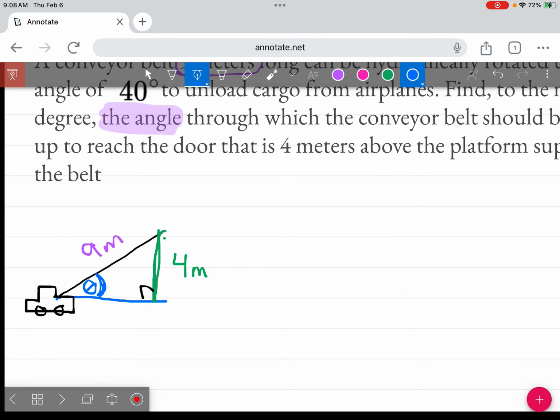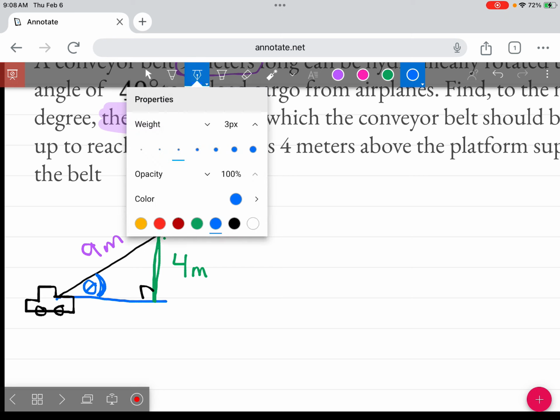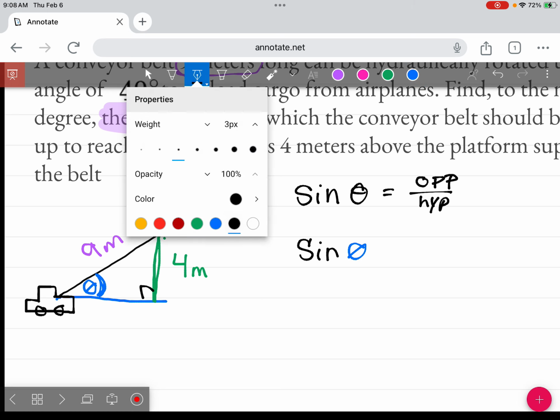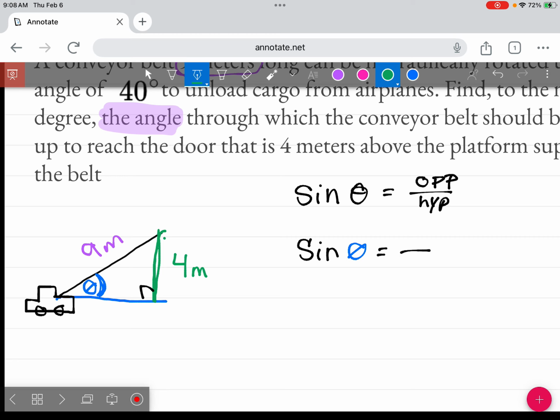So, if I know my opposite side and I know my hypotenuse, which trig function should we use? Sine. Because sine of an angle is going to be our opposite over the hypotenuse, right? So sine of this blue angle, theta, is going to be opposite, which is 4, over our hypotenuse, 9.